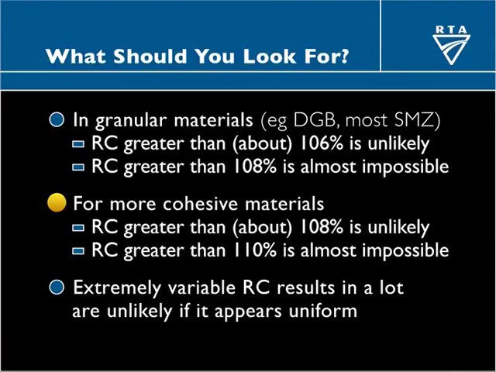For more cohesive materials, it's a similar story, but because there are more voids in there to begin with, and a greater range of moisture contents you can work in, you can achieve a bit more. In that case, 108% is unlikely and 110% is almost impossible. And in this case, we're talking about individual results, not the characteristic values. Realistic characteristic values would be 1% or 2 lower than those. And the other thing to watch out for is that if you're getting extremely variable compaction results in a lot that appears uniform, there is something wrong, and it is most likely with the results.